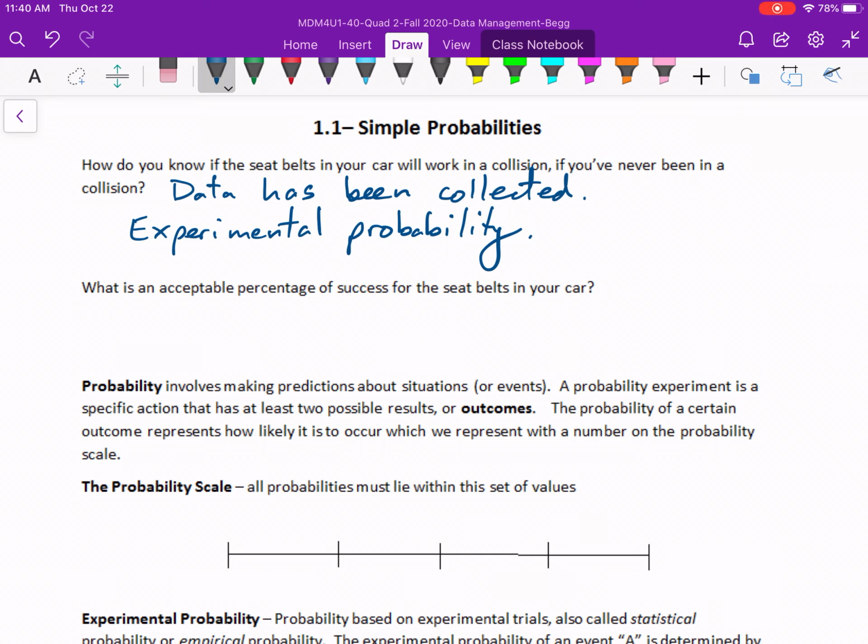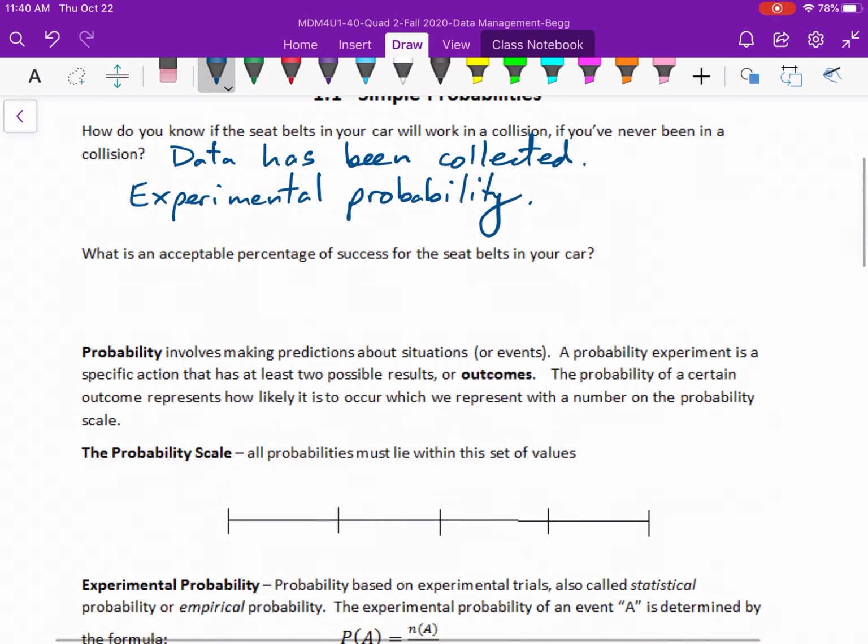And again, then they saw, okay, if you're wearing a seatbelt, you had maybe a 90% probability of survival compared to maybe 50% for people who weren't wearing seatbelts. And so it's based on the real world. Now, what's an acceptable percentage of success for seatbelts in a car? Well, fill in your own. I'd like to think that it's a 100% probability every time I buckle up that I'm protecting myself.